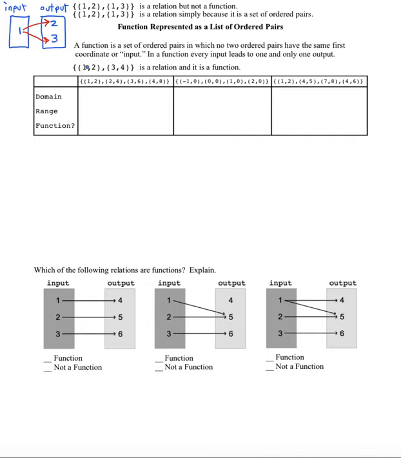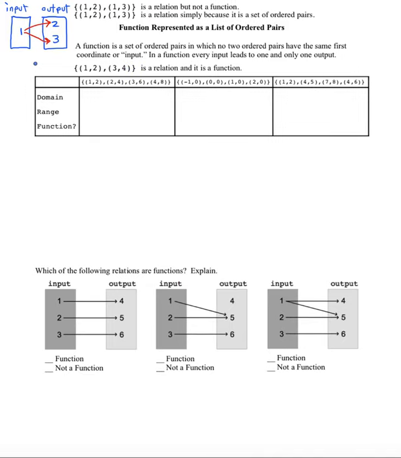But if we check out this next one here, 1 leads to 2 and 3 leads to 4. Now that is a function. If I was to draw it, I'll need a 1 and a 3 as my inputs. Those are the first coordinates. And then the second coordinates are 2 and 4, so we'll need those over here on the right.